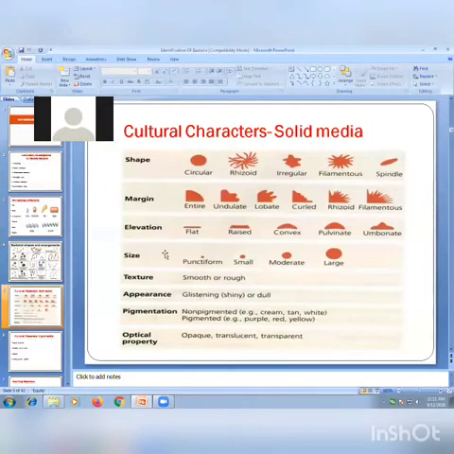After the shape, the next one is the margin or edge of the colony. In margin there are again different types: entire, undulate, lobate, curled, rhizoid, and filamentous. All these are the different types of margin or edge of the colony. Then the next one is the elevation of the colony. You observe with the naked eyes on the surface of the solid media. In elevation, what are the different types? Flat elevation: the colony is flat, parallel to the surface. Raised: a little bit raised from the surface. Convex: a dome-shaped colony.